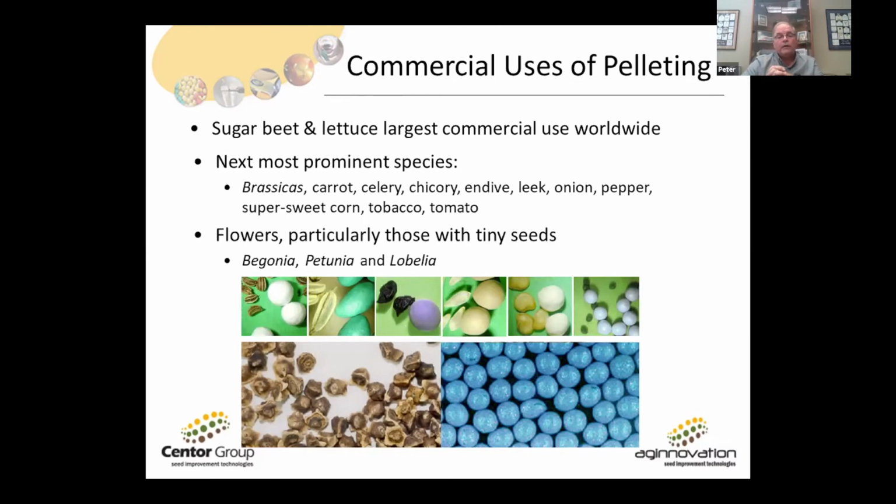Here's a range of raw and coated products from your left to your right. On your left, you have carrot. The next is fennel, and then onion, and lettuce, and tomato, and then a flower. I couldn't tell you what flower that is, but that's a flower seed. And it's quite interesting to see what these look like and how they migrate from the raw version to the pelleted version.